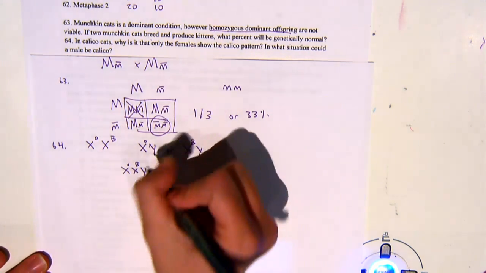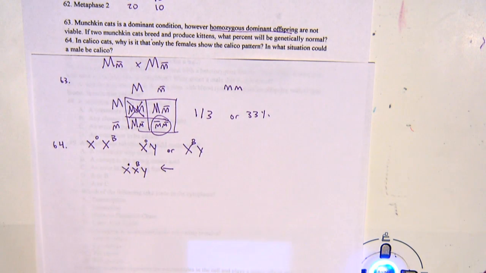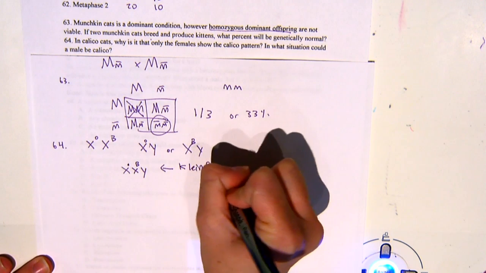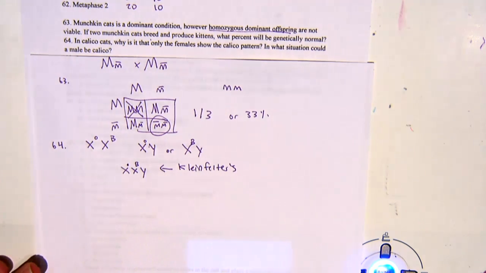Anybody know what it's called when you have an extra X chromosome in a male? Klinefelters. So the only situation we could have a male calico cat is if he had a mutation that caused him to have Klinefelters. Normally, a male cat could only be orange or black.